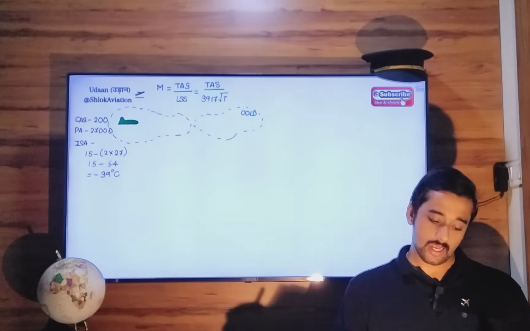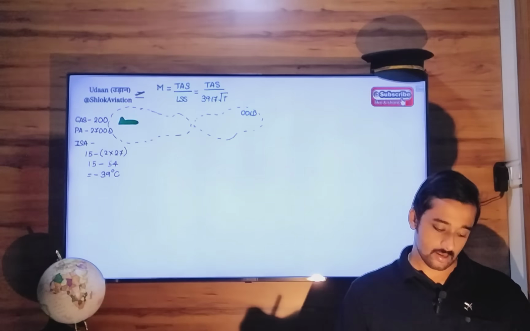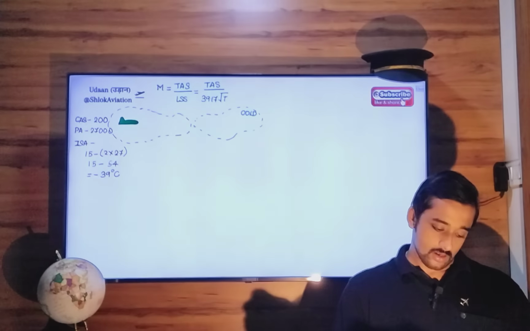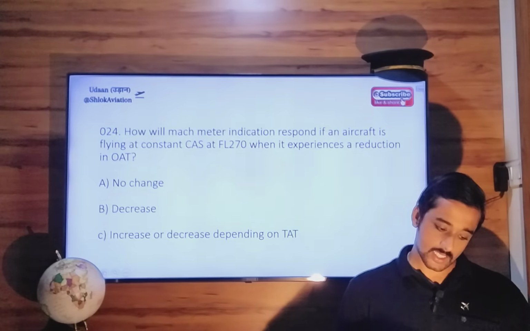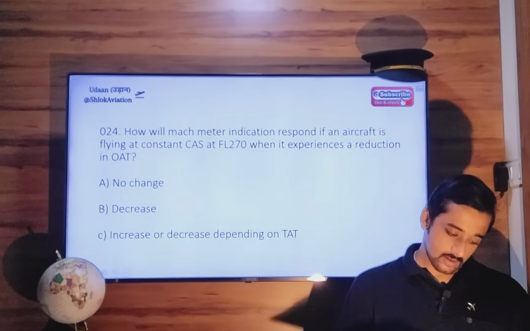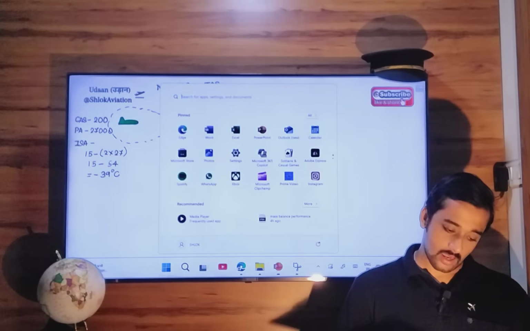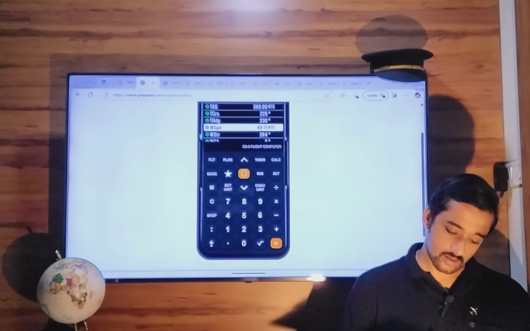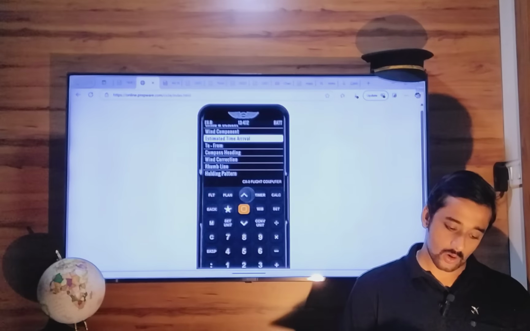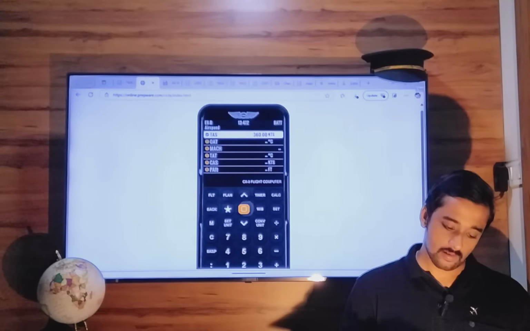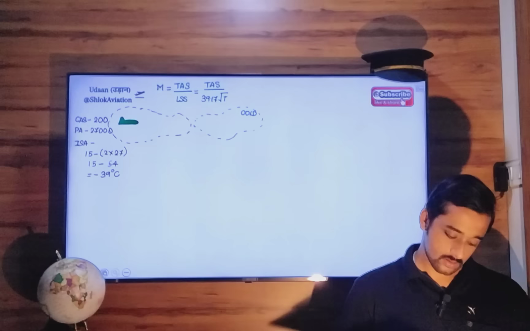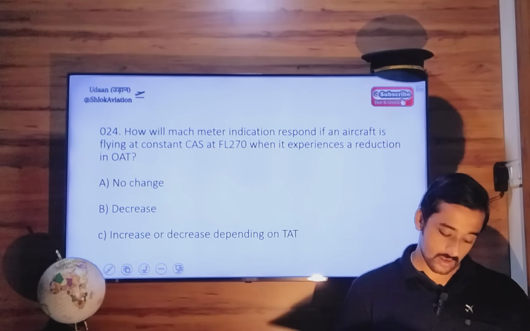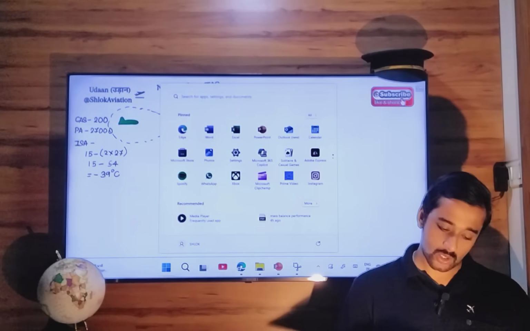When we put these values in the CX3, let's facilitate. I will put these values in the CX3. Calibrated airspeed to airspeed option. The TAS is not given to us. Fine. Calibrated airspeed 200.